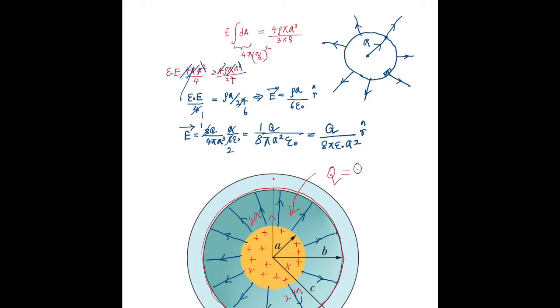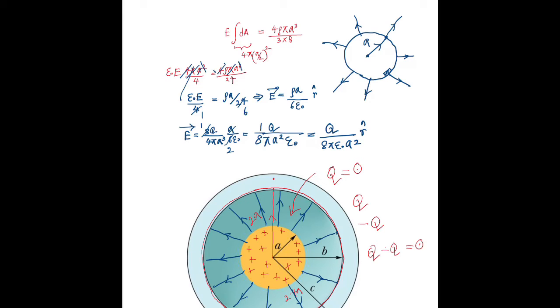But the solid sphere has some charge, that's Q. Then what should be the charge on the inner surface of the spherical shell? That should be minus Q. When you add these two charges together, plus Q and minus Q, the net charge is going to be 0.